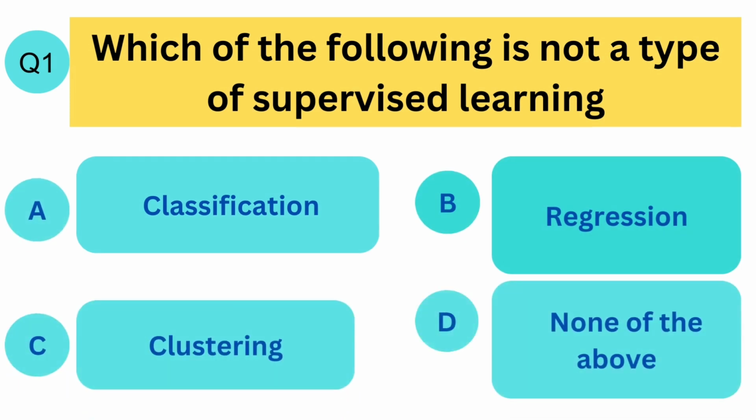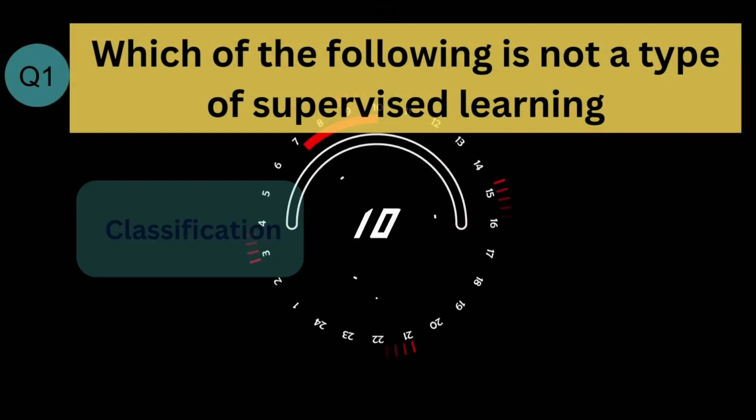Question 1. Which of the following is not a type of supervised learning? A. Classification. B. Regression. C. Clustering. D. None of the above.